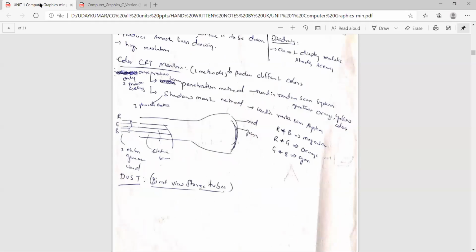In color CRT monitors, there are two types: the beam penetration method and the shadow mask method. What is the beam penetration method? It is used in random scan systems. If the color monitor follows the random scan system and generates orange, yellow and other colors, then it is called the beam penetration method. If the color CRT monitor uses the raster scan system, then it is called the shadow mask method.